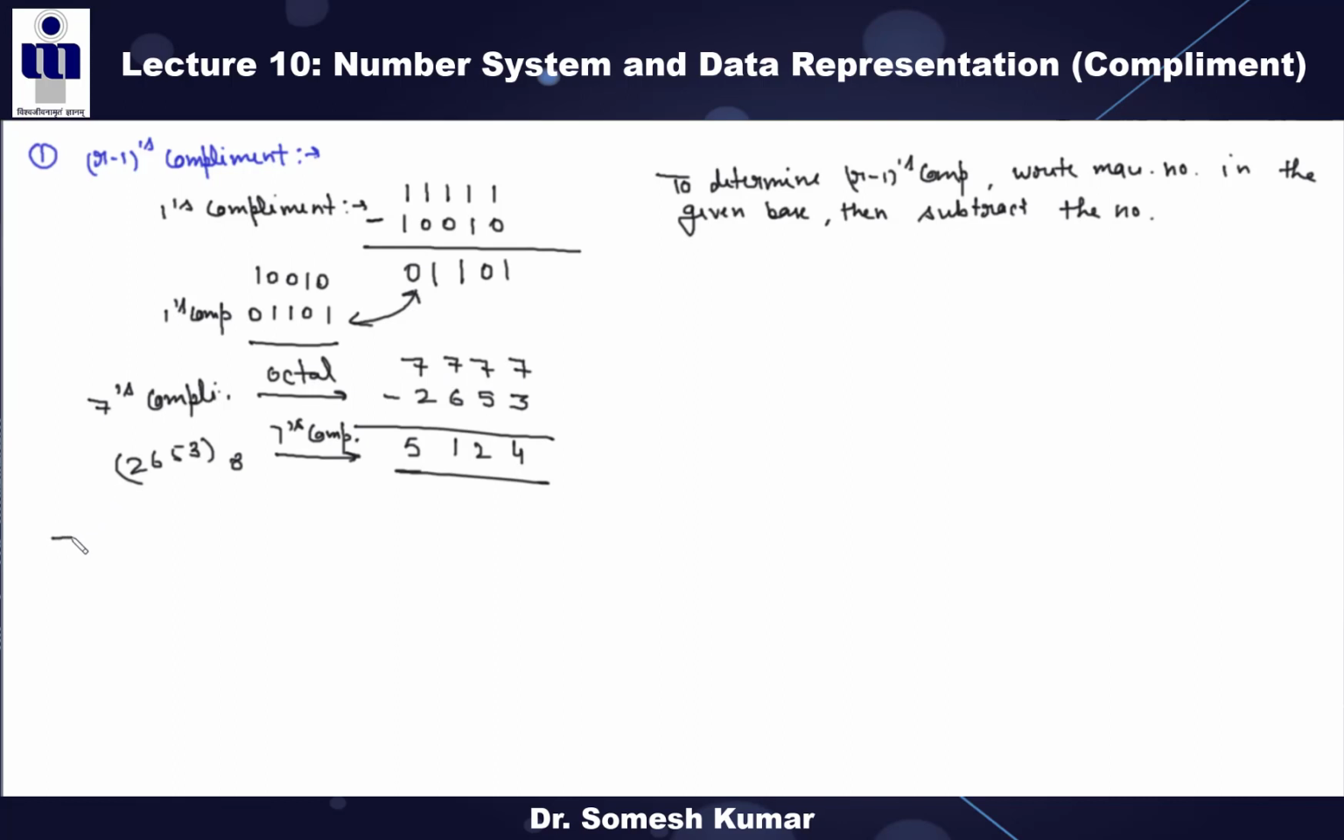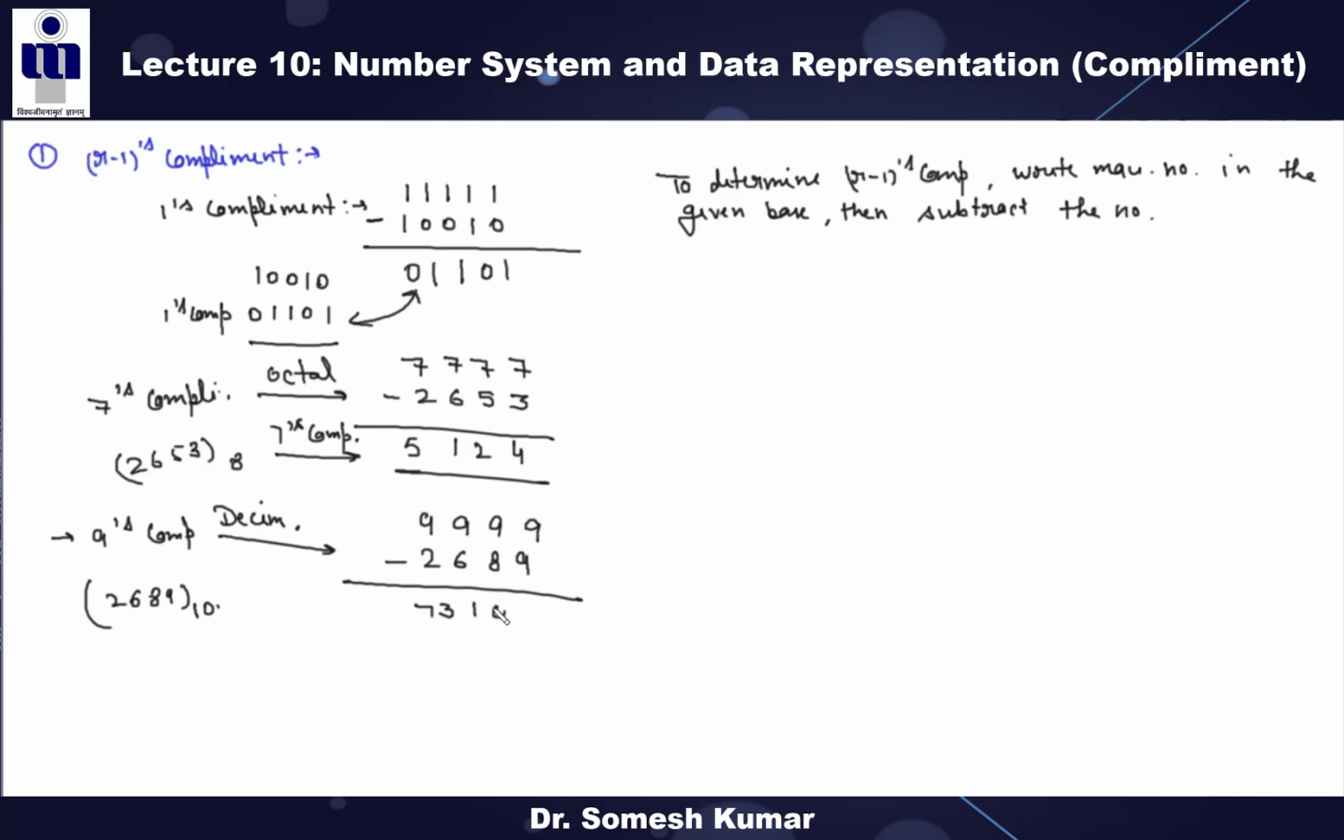Next is the 9s complement. How to find the 9s complement? For the 9s complement, we have the decimal base. Suppose it is given 2689. Find the 9s complement of this decimal. For the 9s complement, the maximum number is 9999, minus 2689. Subtract this and you will get 7310.